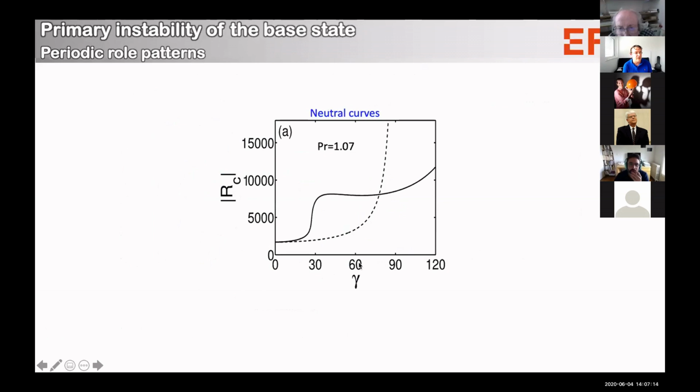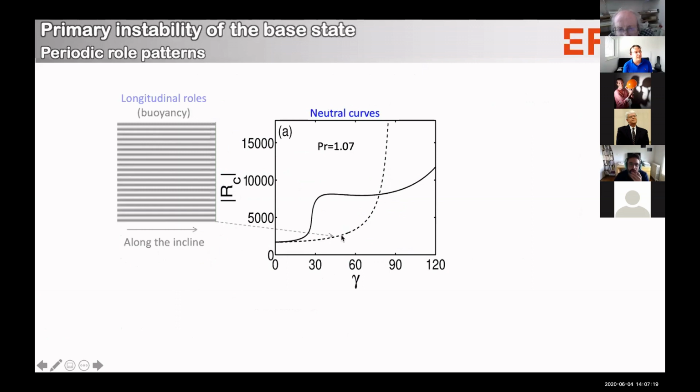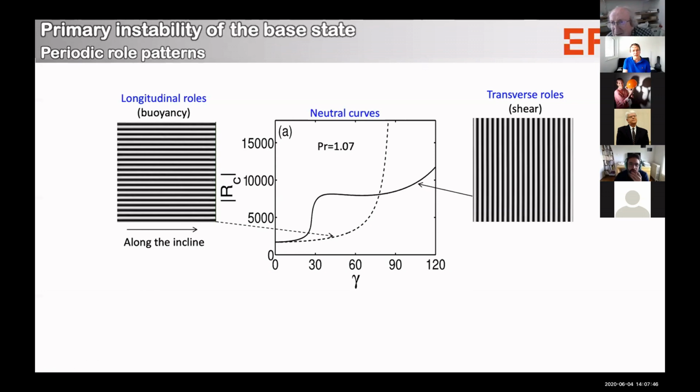And for small angles of inclination here, the dashed curve, the first instability are longitudinal convection rolls. So these are the rolls that we all know from Rayleigh-Bénard convection. It's just that they now have a preferred orientation. So you're breaking isotropy in the plane, and they are now aligned with the incline. So we call them the longitudinal rolls. At higher angles of inclination, we have a lot of shear in the system, and there the primary instability is towards transverse rolls, which you should think of as an analog to Tollmien-Schlichting waves. So these are overturning motions transverse to the inclination direction.